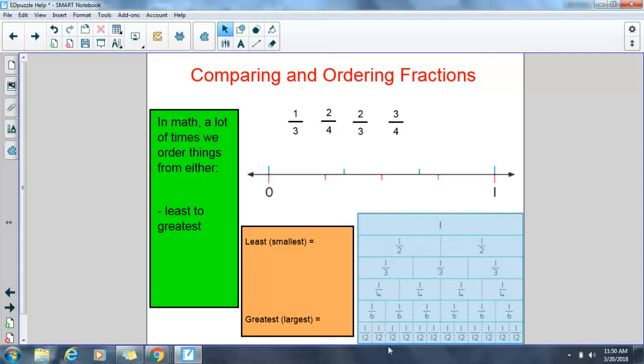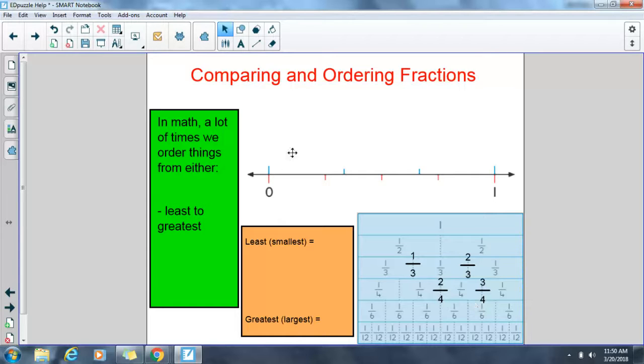I could also use my fraction wall though. 1/3, well, there's one piece, so 1/3 ends right there. 2/3 would end out here. Notice all I'm doing is looking at my pieces. 2/4 would be here, and 3/4 would be here. It looks very similar to what it did on my number line. 1/3 is the shortest, 2/4 and 2/3 are in the middle, and then 3/4 is the farthest one out there. It takes up the most space.